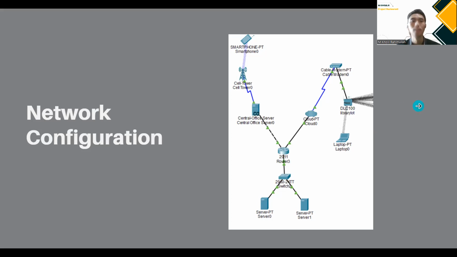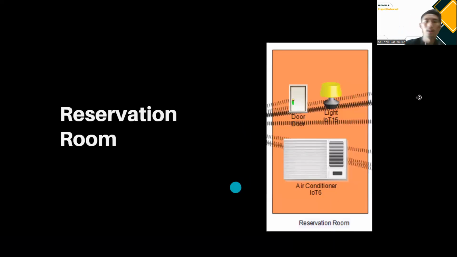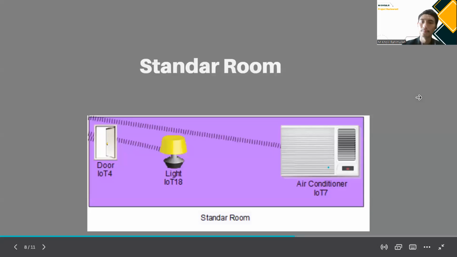So second is the reservations room. This is the first room that I want to explain. There are three tools here: the door, light, and air conditioner. The door is connected to the IoT internet, and so are the light and air conditioner.